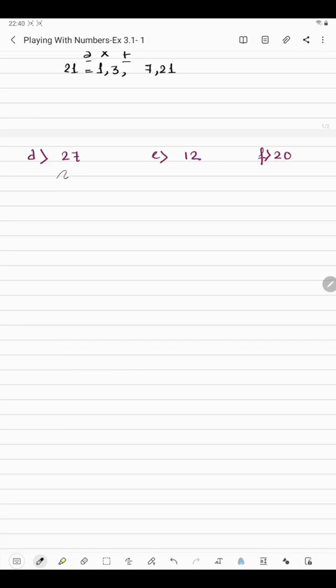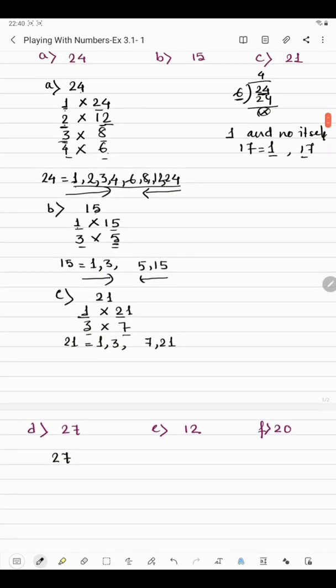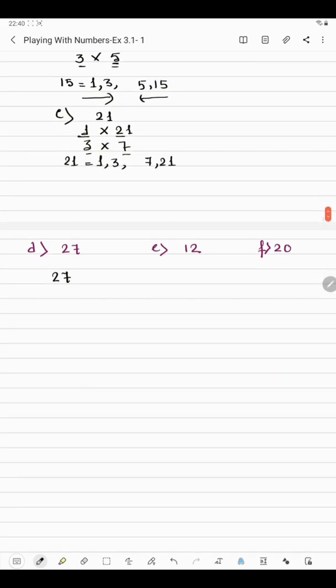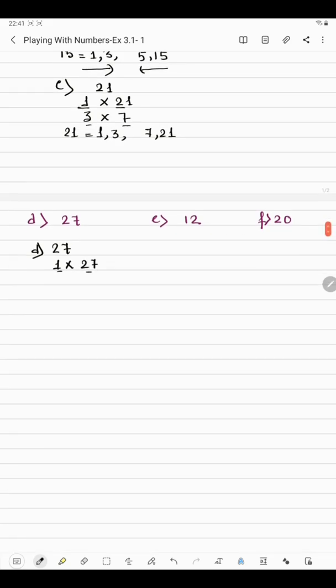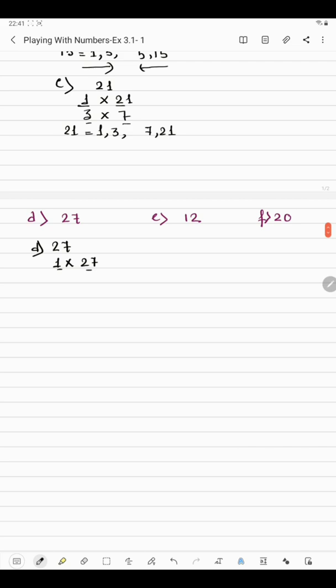Now in the D part we have 27. Again we will have to find the factors of 27. So see here what we have done. At first we have taken 1. So here also we will take 1 at first. So 1 27s are 27. So these are the factors of 27. Now after 1, 2 comes, and 27 cannot be divided by 2. So after 2, 3 is there.